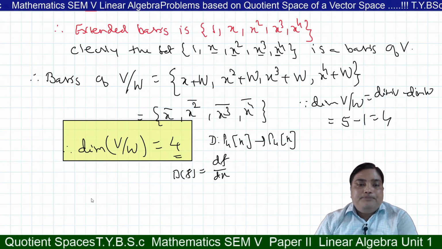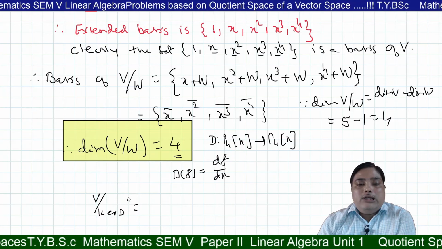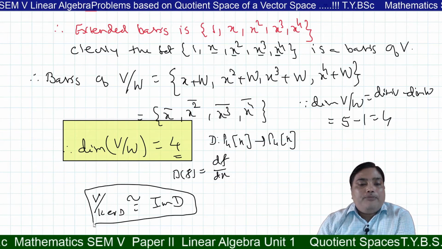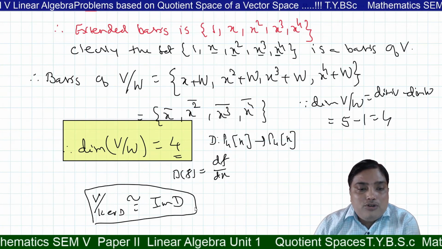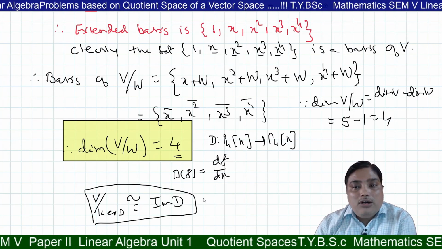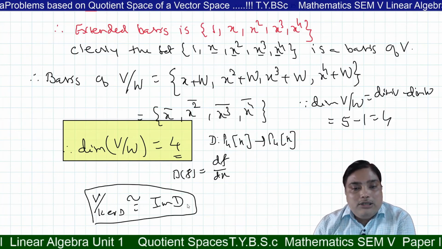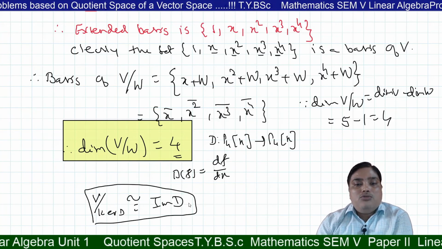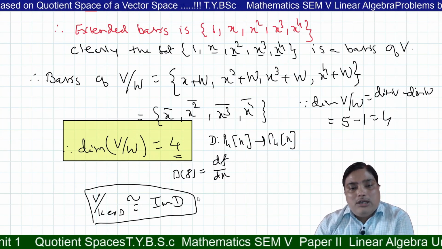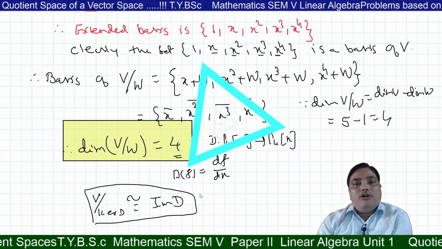Now since we know that V mod W, where W is the kernel of D, is isomorphic to the image of D. This is the result, we know this. Okay, V mod kernel D is isomorphic to image of D. What is the dimension of V mod kernel D? 4. Now in this case we have to find the dimension of image D. If dimension of image D is equal to dimension of V mod kernel D, then it is onto, otherwise it is not onto. So in the next video I am going to take such a problem where you have to check whether the given mapping is onto or not after finding the basis of V mod W.